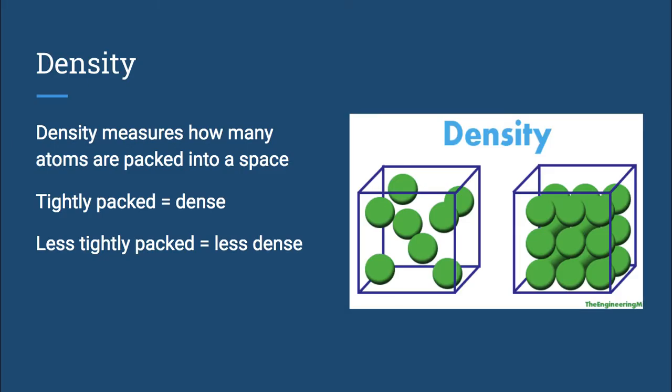To start, what is density? Well, density is a measure of how many atoms are packed into a space. So imagine we have two objects. If these green balls represent the atoms, you can see that the object on the left has way fewer atoms than the object on the right. We would say that the object on the right is more dense because it has more atoms, whereas the object on the left would be less dense because it has less atoms.